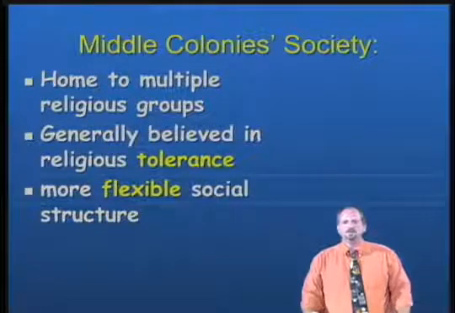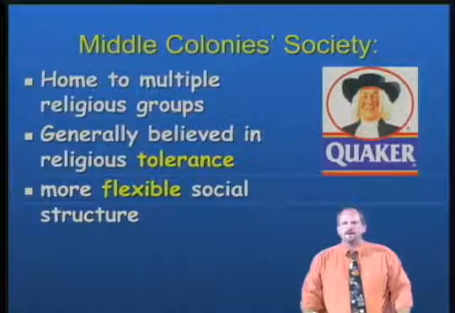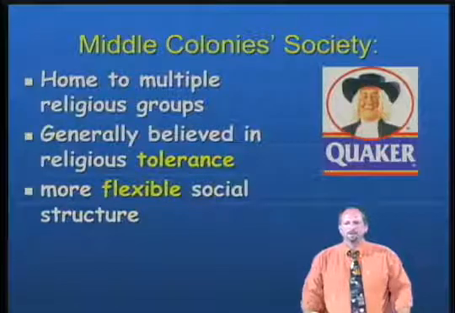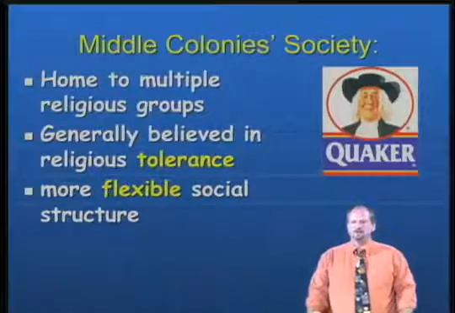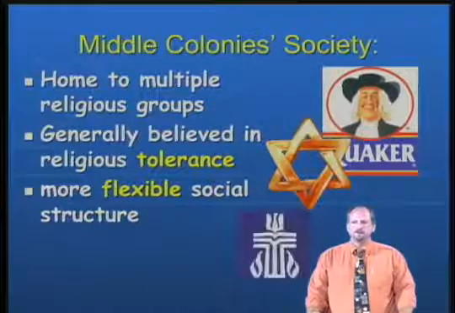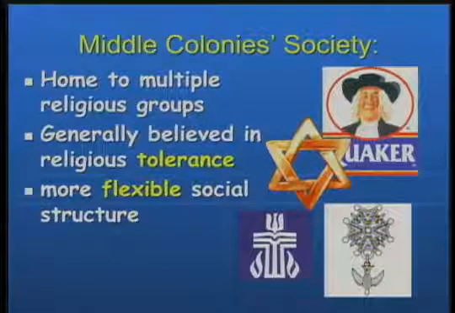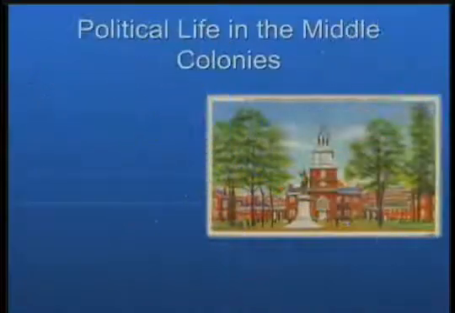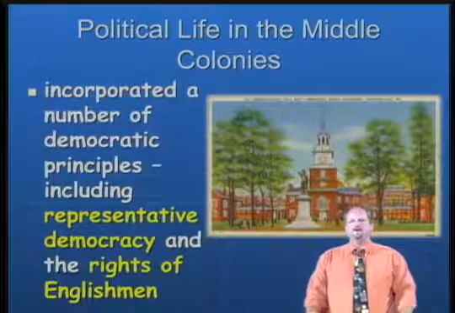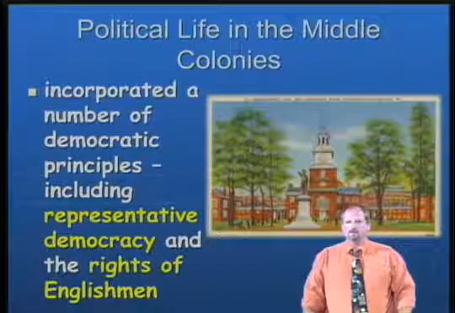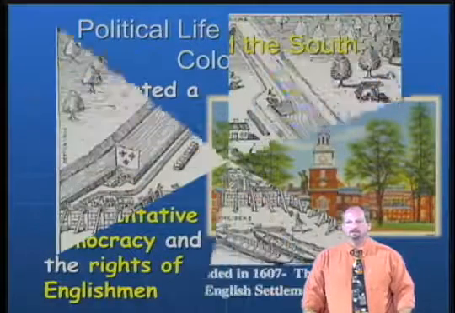Home to multiple religious groups, they generally believed in religious tolerance. Therefore, they had a more flexible social structure. They included different types of religions, such as the Quakers, Jews, Presbyterians, and the Huguenots. All could find a home in the Middle Colonies. When it came to political life in the Middle Colonies, they incorporated a number of democratic principles, including representative democracy and also an insistence on the rights of Englishmen.